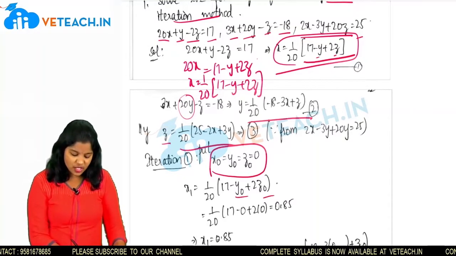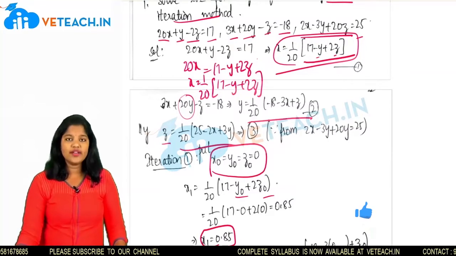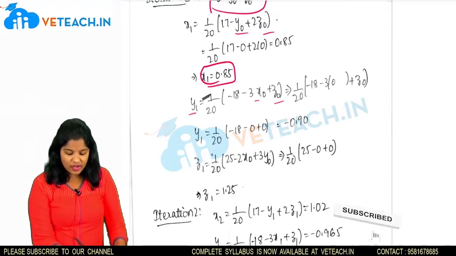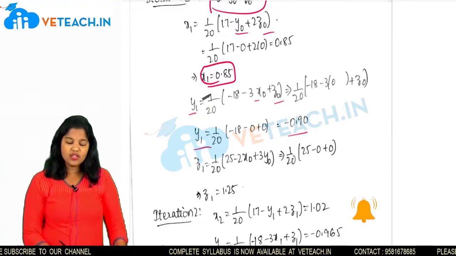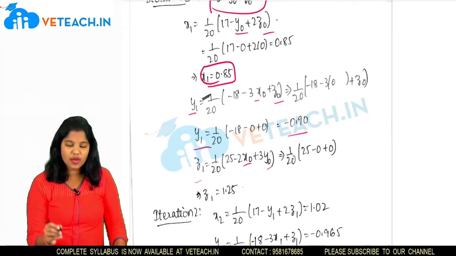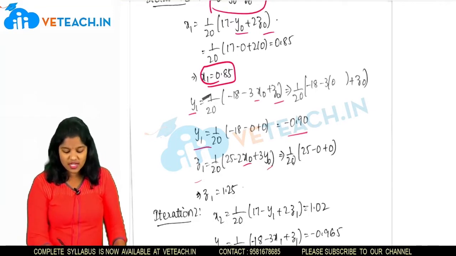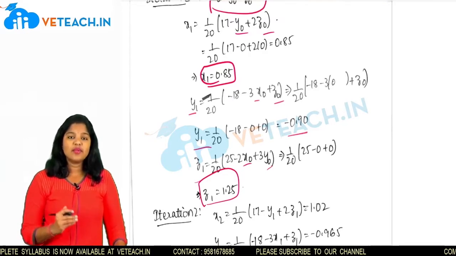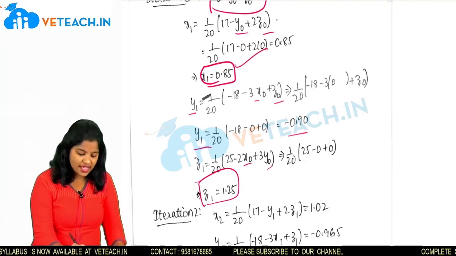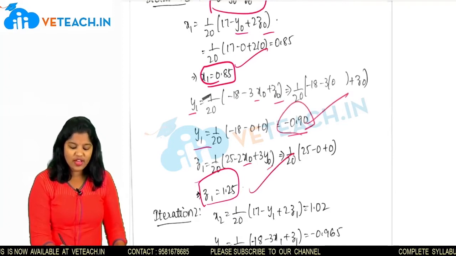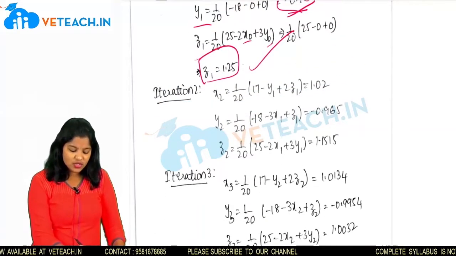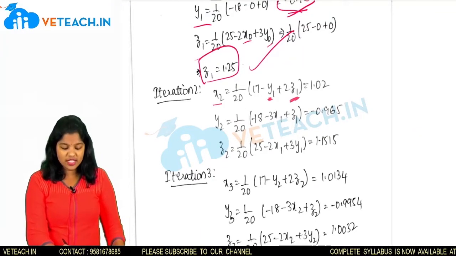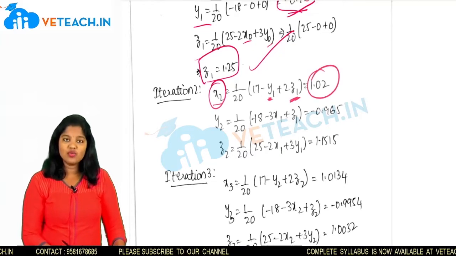So after substituting 0 values, I am getting x1 as 0.85. For y1 also, put x0 and z0 as zeros, so I will get the y1 value. Similarly, for z1 also, in place of x and y, put x0, y0, that is zeros. I will get the z1 value. While going to the next iteration, in place of x, y, z, now substitute these x1, y1 and z1 values as initial values. So for x2, in place of y you will have y1, in place of z you will have z1, so we will get the x2 value.